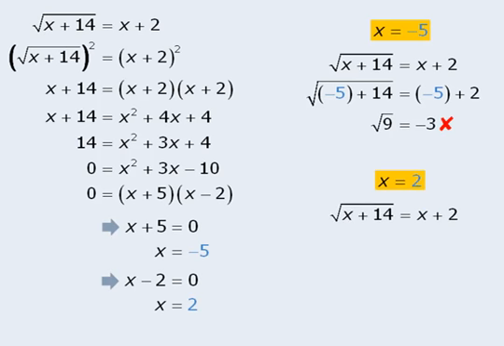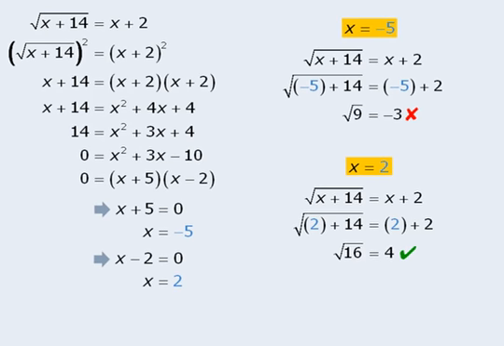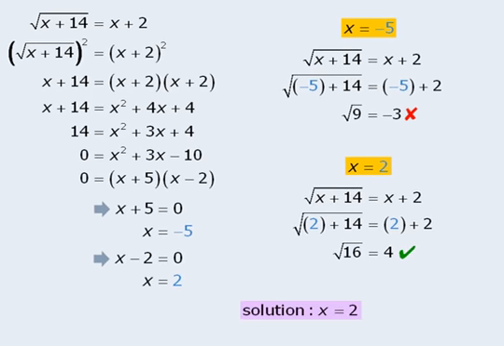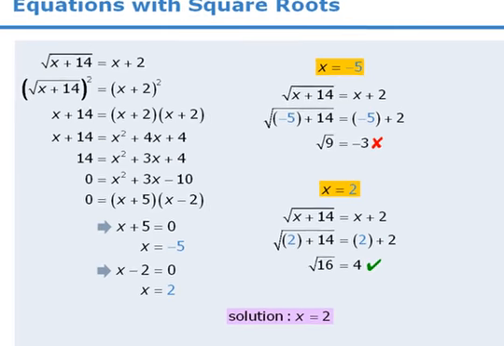Next we'll test the solution x equals 2. Here, when we take the original equation and plug 2 in for x, we get root 16 is equal to 4. Since this solution does check out okay, we can see that this equation has only one root. The solution is x equals 2.